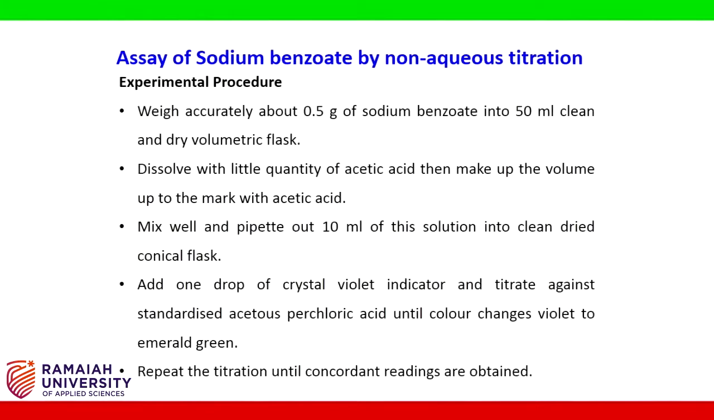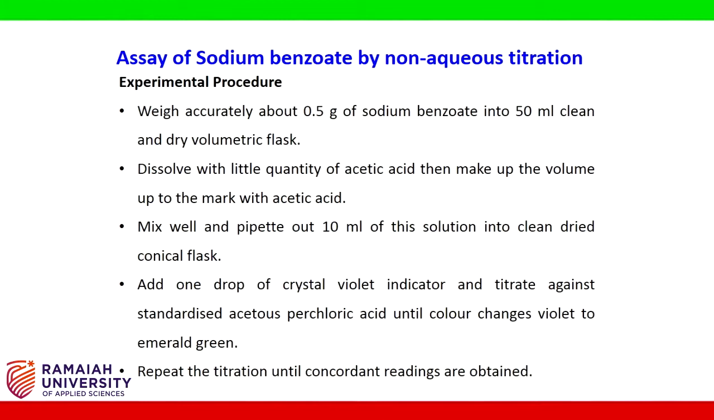Experimental procedure: weigh accurately about 0.5 gram of sodium benzoate into a 50 ml clean and dry volumetric flask. Dissolve with a little quantity of acetic acid, then make up the volume up to the mark with acetic acid. Mix well and pipette out 10 ml of this solution into a clean dried conical flask.